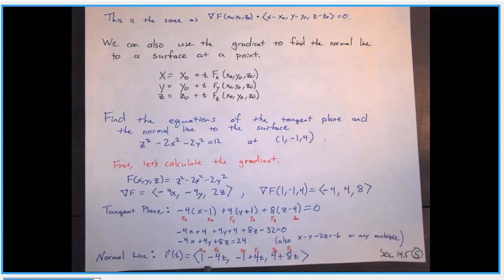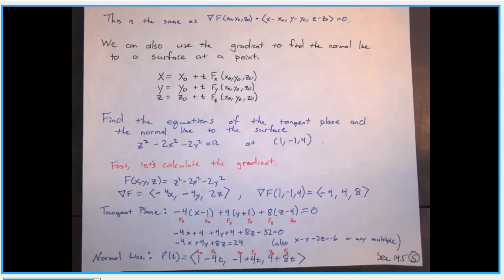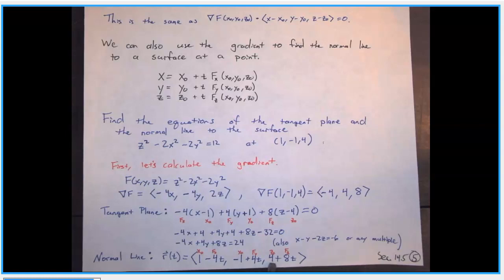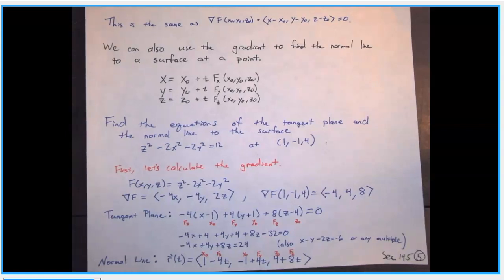Right, so the x component of my normal line is x naught minus the partial derivative of f with respect to x times t, so 1 minus 4t. The y component is negative 1 plus 4t, the z component is 4 plus 8t. So here, the fixed point are my constants, the gradient are the coefficients of t. And I have a vector equation. It's a vector function of one variable with 3 components. That maps out the line.